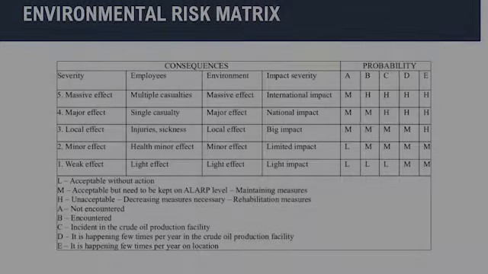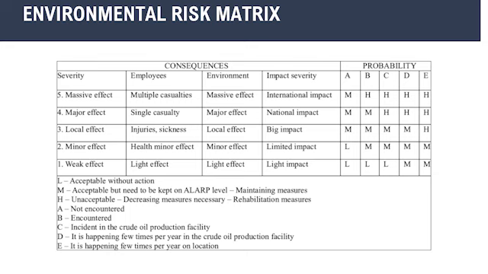The next one is an example of the environmental risk matrix, where you can see the consequences: the severity, employees, environment, impact severity, and the probability to happen.